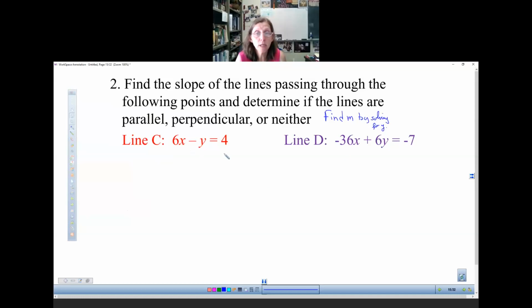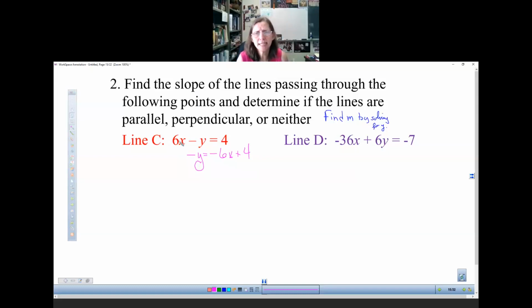So I'm going to start with line C over here. The first thing I'm going to do is subtract 6x from both sides. That gives me -y is equal to -6x plus 4. Just keep in mind that when I move things across that equal sign, the other way to think about this is I'm changing the sign.